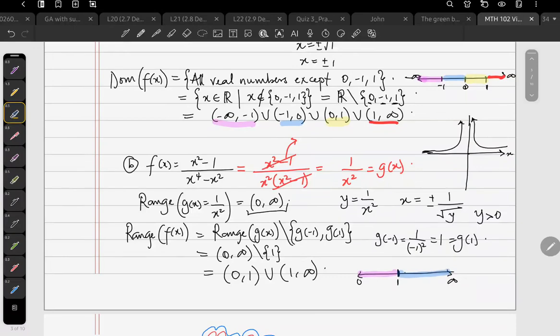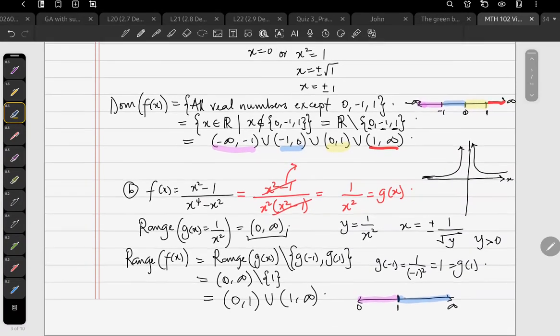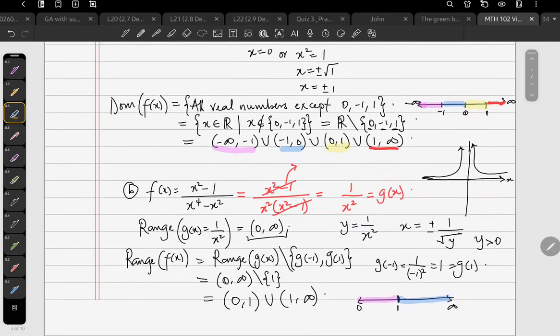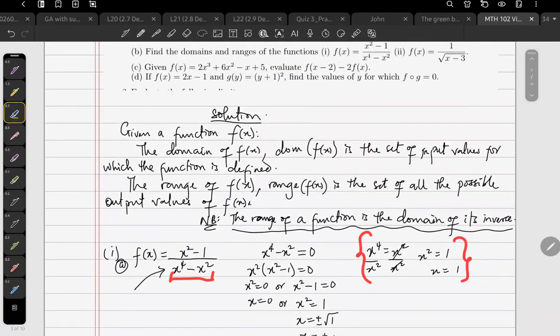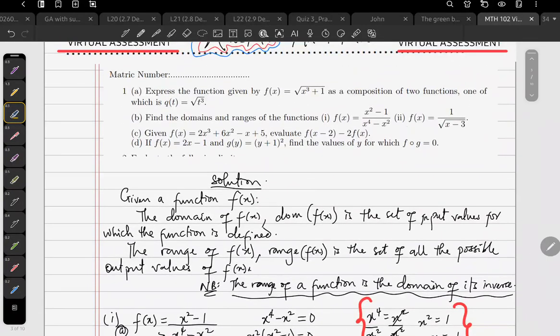And I think that is a good place to stop this video. When we come back, we'll look at the second part, which is the domain and range of 1 over square root of x minus 3.